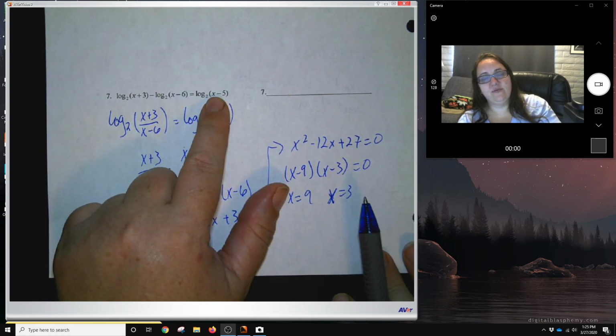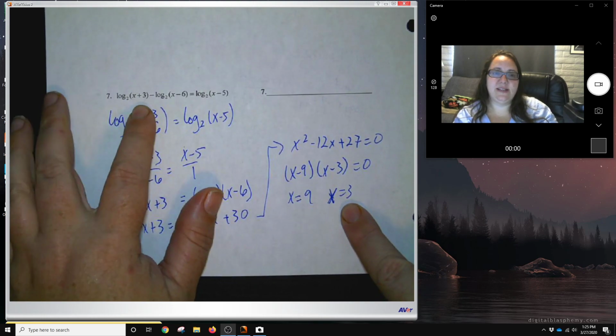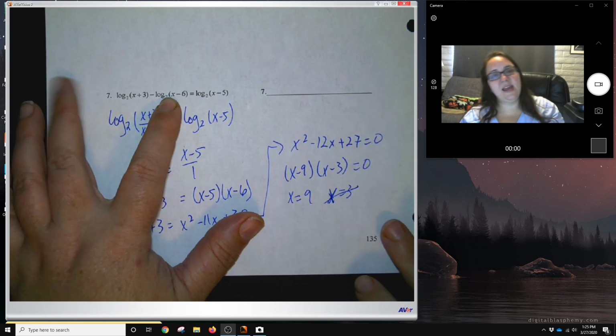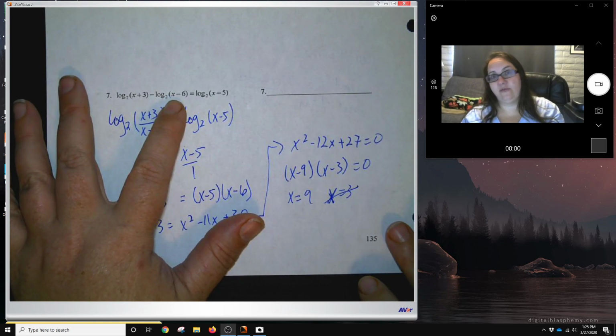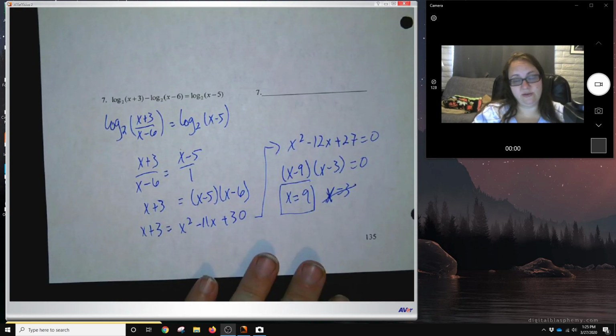3 plus 3 is 6, that's positive. But 3 minus 6 is negative 3. And I cannot do the log base 2 of negative 3. And the first time it fails, it's out. So x equals 9 is my only solution.